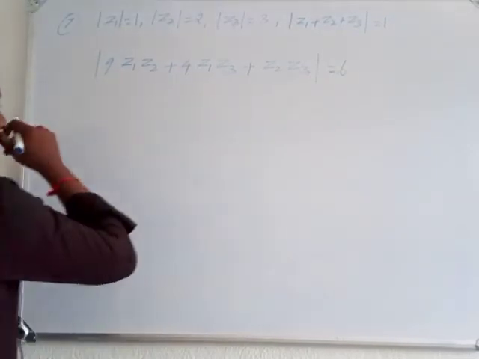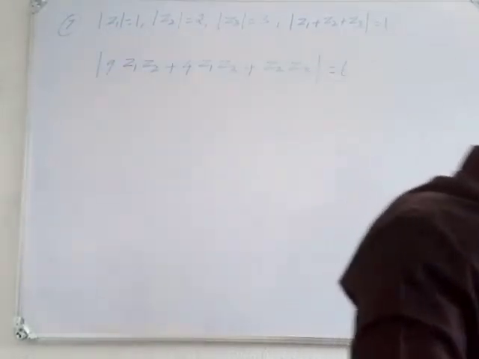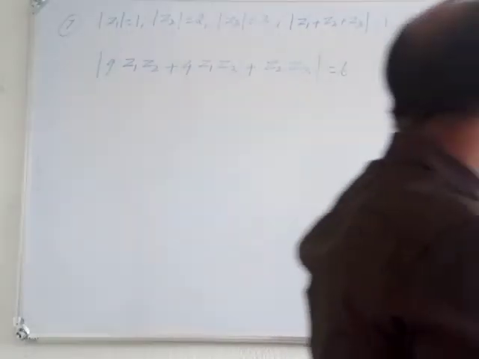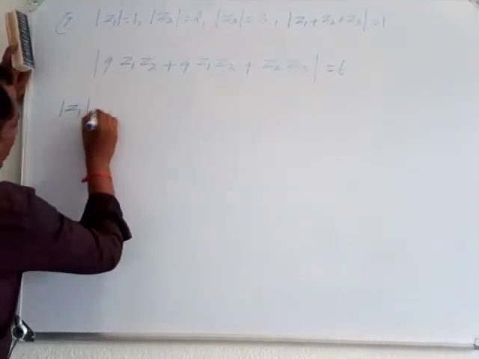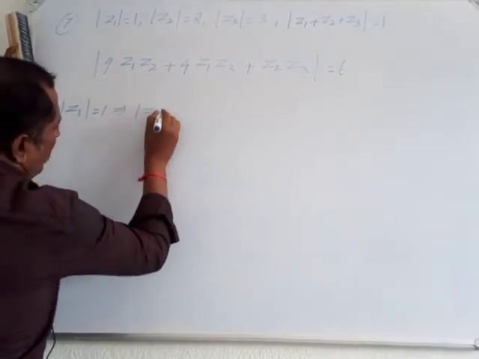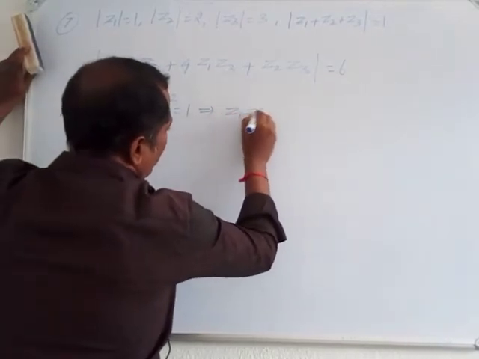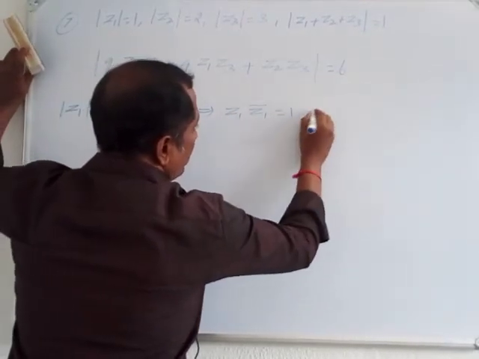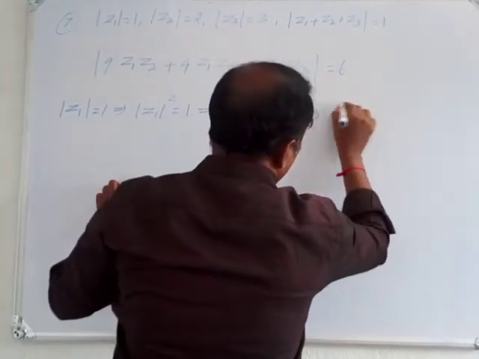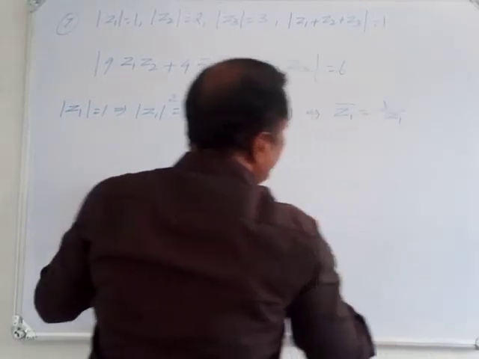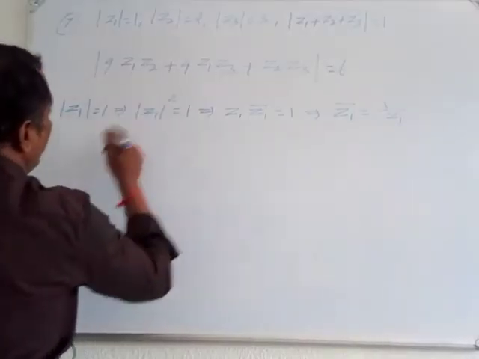First one, modulus of z1 is equal to 1 is given. From this one, you have to write modulus of z1 is equal to 1. This implies modulus of z1 square is equal to 1. This implies z1 into z1 bar is equal to 1. So any one value is equal to the reciprocal of the other one.